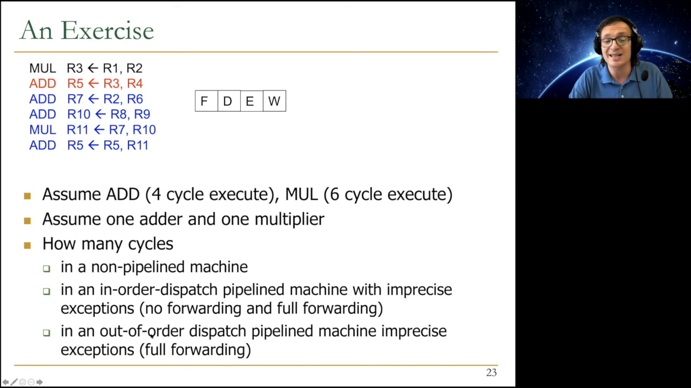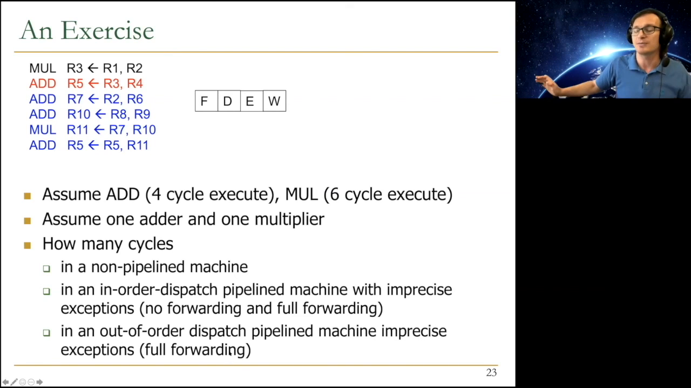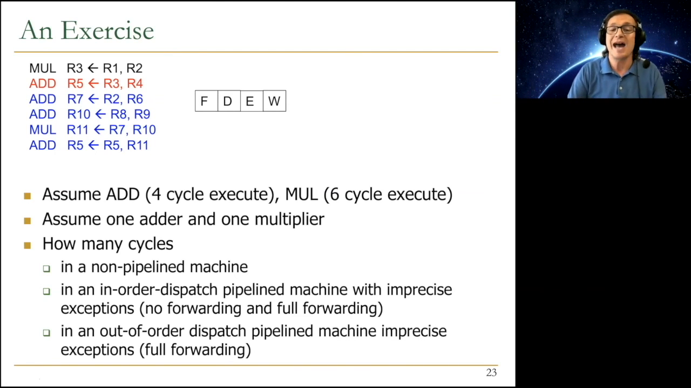And then we're going to look at an out-of-order dispatch pipelined machine with imprecise exceptions. Initially, we're going to assume imprecise exceptions. We're going to assume add takes 4 cycles and multiply takes 6 cycles. That's where out-of-order execution shines, if you have long latencies. We're going to see how much performance benefit out-of-order execution provides, while also learning how out-of-order execution exactly operates.